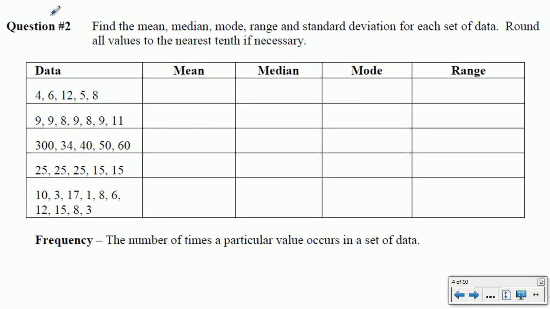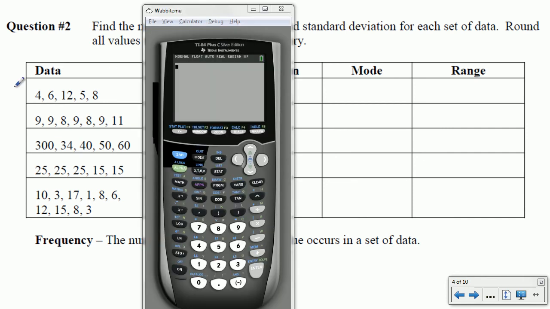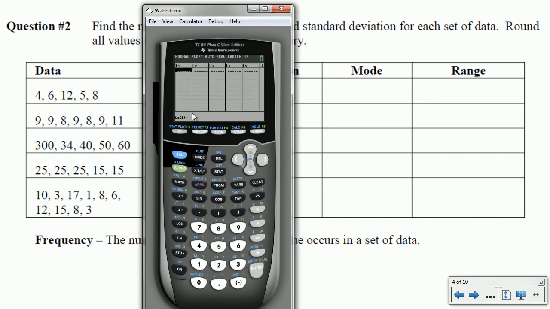the number of values entered, it's going to give us the median, and a bunch of other different things. So let's see how this works in practice. For question number 2, we need to find the mean, median, mode, range, and standard deviation for each set of data, and round all values to the nearest tenth if necessary. So here's our calculator. Let's enter the data for the first row. We go stat, enter, and list all the data in L1.